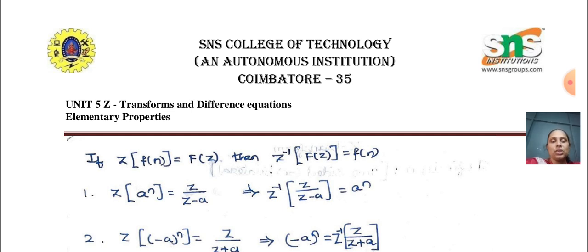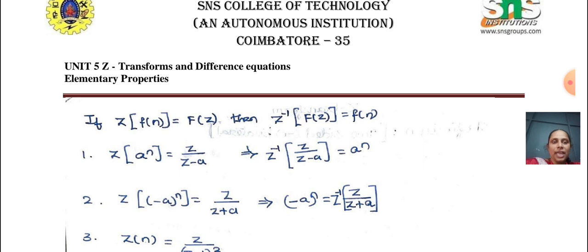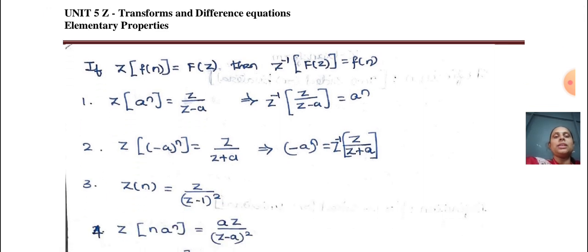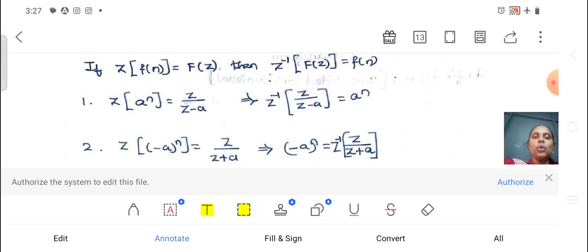Next we are going to see some basic formulas. Z of a power n equals z divided by z minus a. Taking Z inverse, a power n equals Z inverse of z divided by z minus a. Z of minus a power n is, similarly, z divided by z plus a, since it is negative a power n. Next, the third formula: Z of n equals z divided by z minus 1 the whole square.